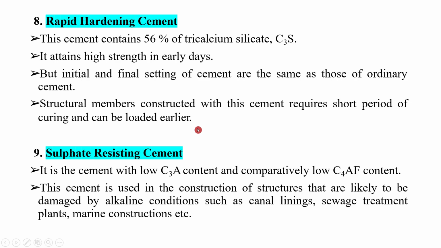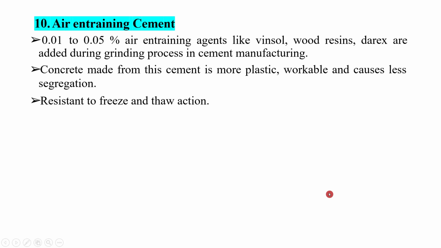Next, we have the sulfate resisting cement. It is a cement with low C3A content and comparatively low C4AF content. This cement is used in the construction of structures that are likely to be damaged by alkaline conditions such as canal linings, sewage treatment plants, and the marine constructions.